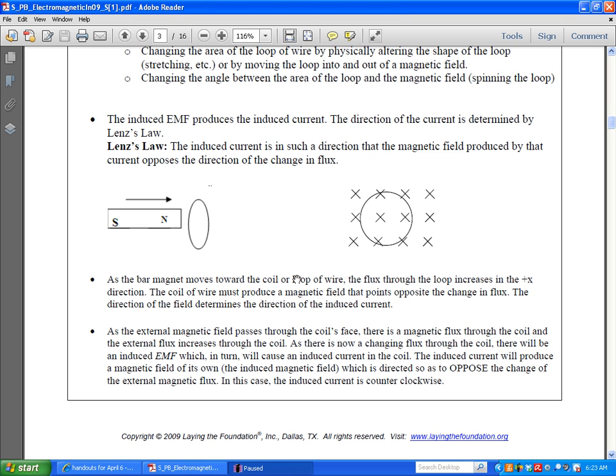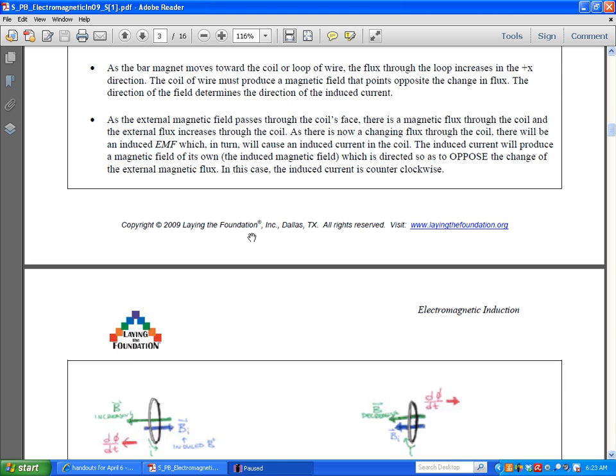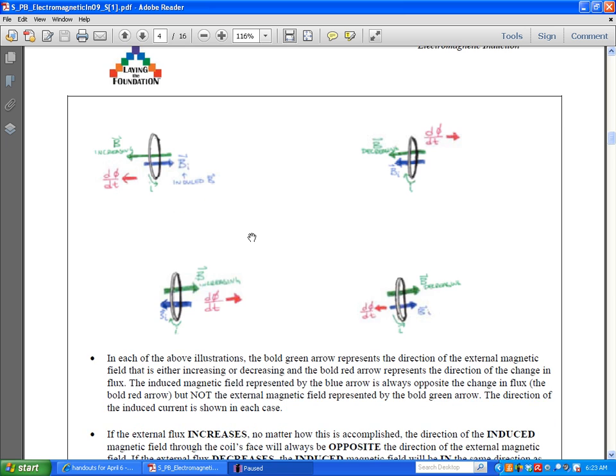And this external flux increases through the coil. And since there's a changing flux through the coil, there's going to be a voltage set up in the coil, which is going to make a current flow in the coil. And the induced current, the one we just talked about flowing in the coil, is going to make a magnetic field of its own. And it's going to be directed so that it opposes the change of the external magnetic flux. And so the induced current has to flow in this direction because it needs to generate a field in that direction. And we'll play with that a bunch because it's a little confusing while you're first learning it.